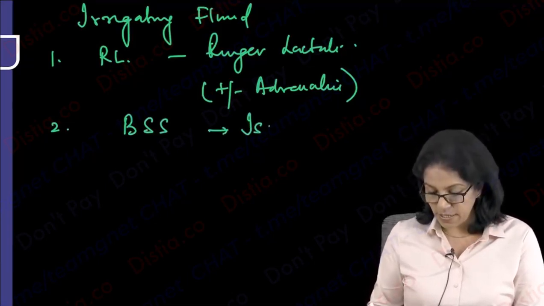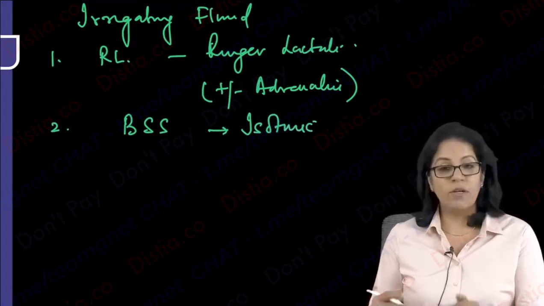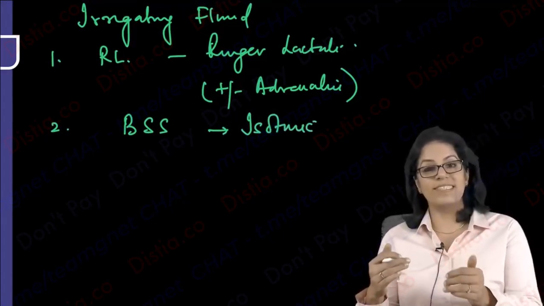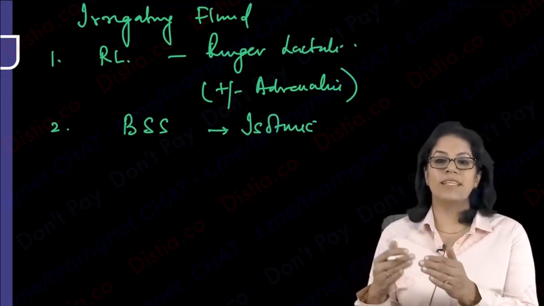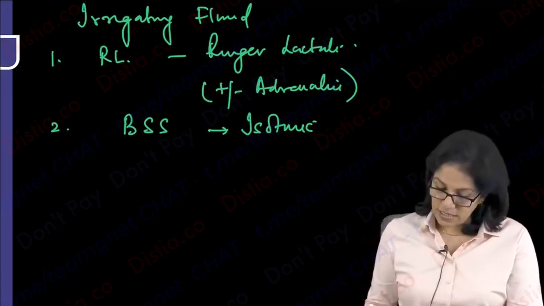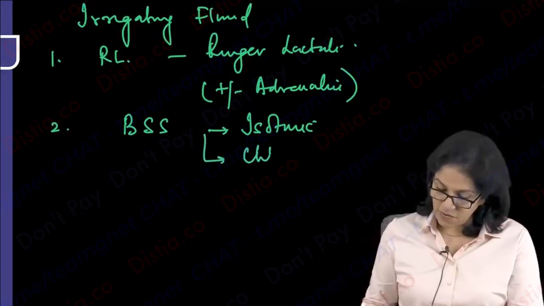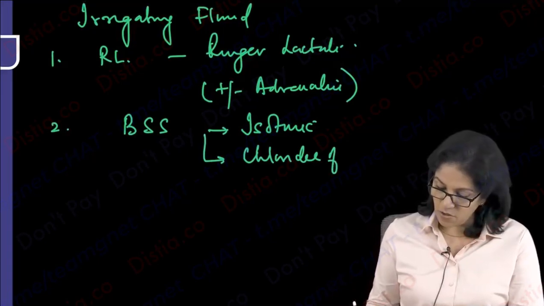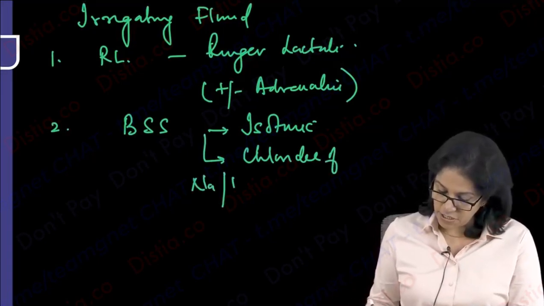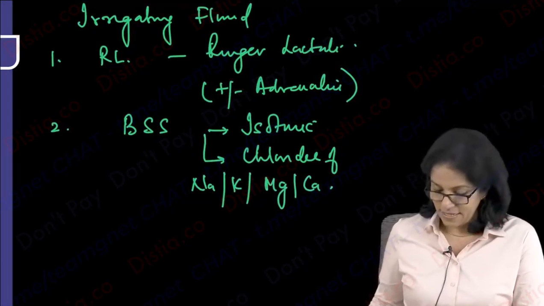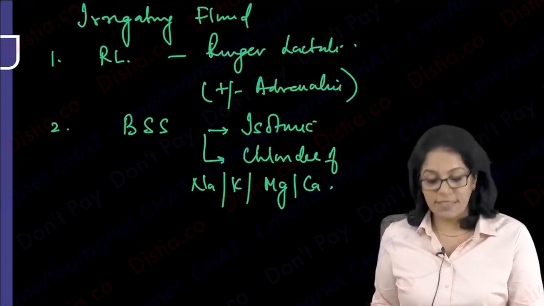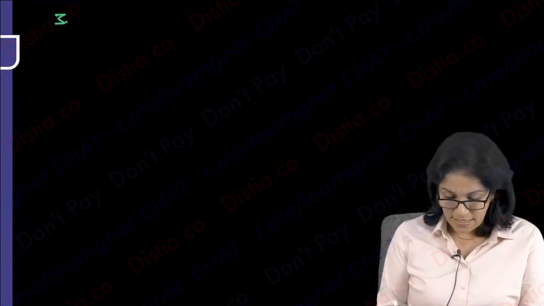It is isotonic. The best fluid is the one which is more towards the same composition as that of aqueous. So this BSS mainly consists of, easy to learn, all the chlorides of sodium, potassium, magnesium and calcium. Just remember this. Right? And which is the third type? Third type is BSS plus.